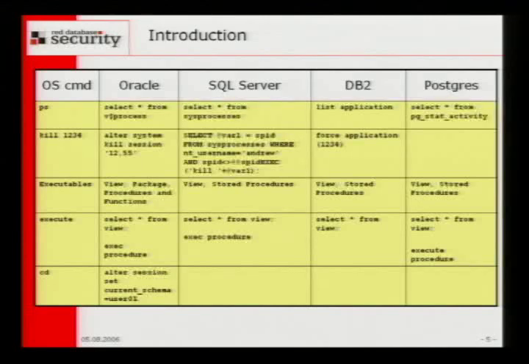So you can see the PS command in the operating system world is a select star from $process in Oracle or select star from sys processes in SQL Server. In the database, you can kill database jobs or database processes with the alter system command. You have executables like view, packages, procedures, functions. You can execute executables, for example, with select star from view or exec procedure. And in some databases, you have even a kind of CD. In Oracle, you can switch into different schemas with alter session set current schema equal and then the name of the schema.